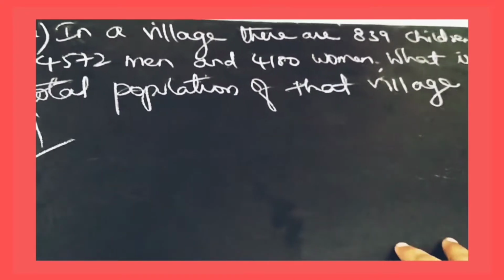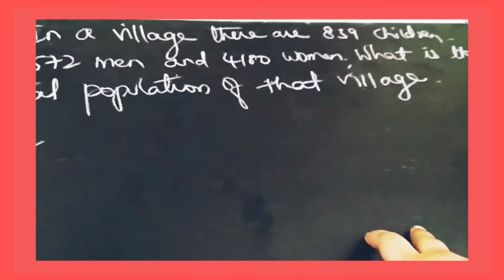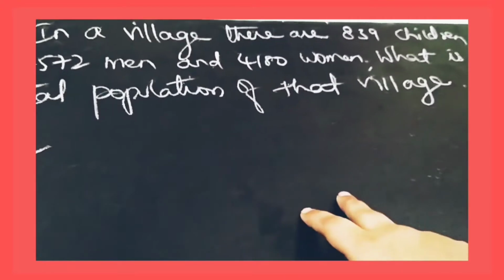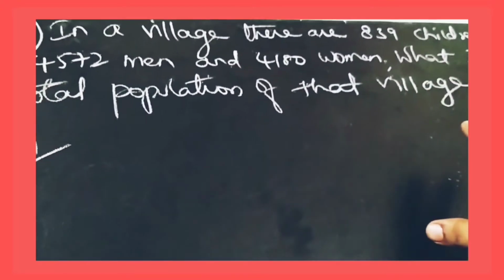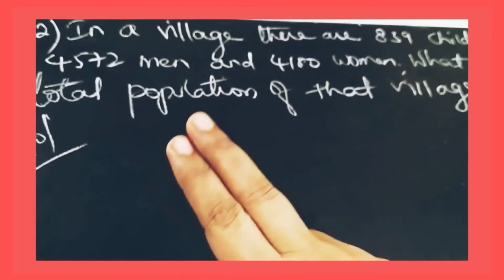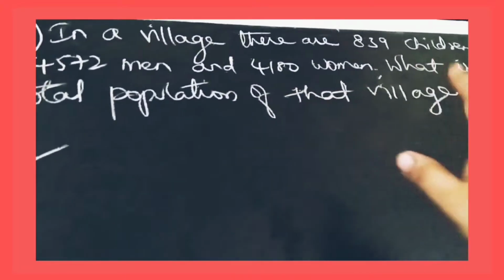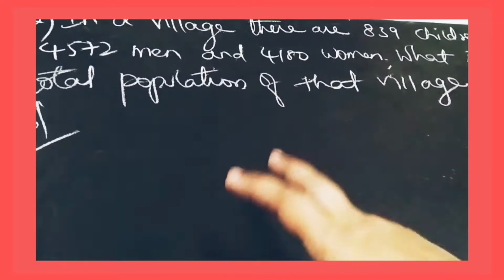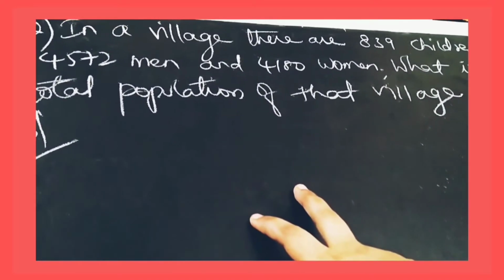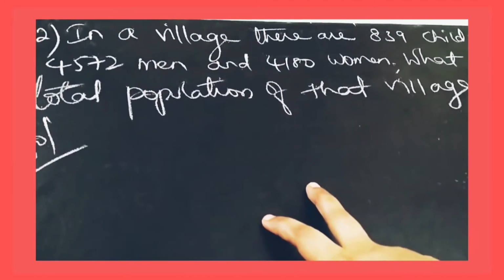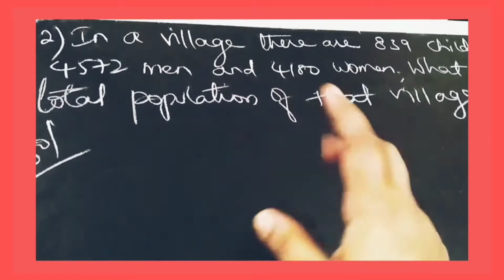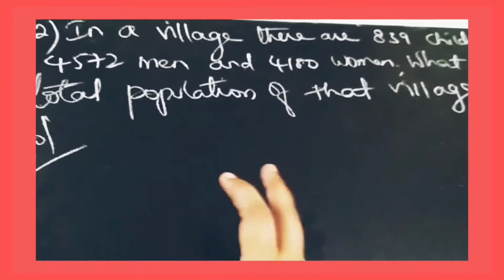Second one is, in a village there are 839 children. In that village 839 children are there, 4572 men are there, and women is 4180. So what is the total population of that village? Total means what you have to do here? You have to do addition. So first in the word problems you have to write given.